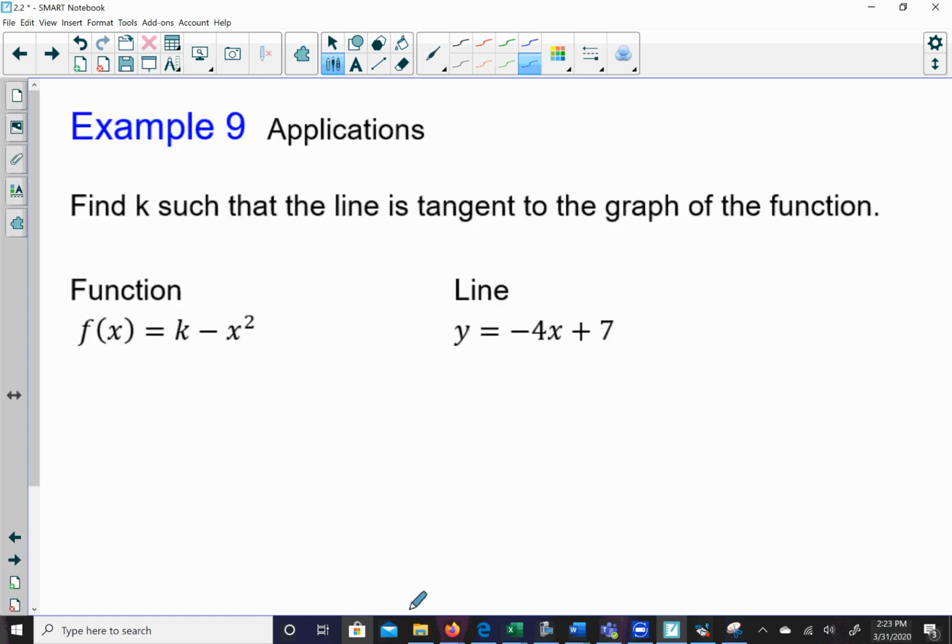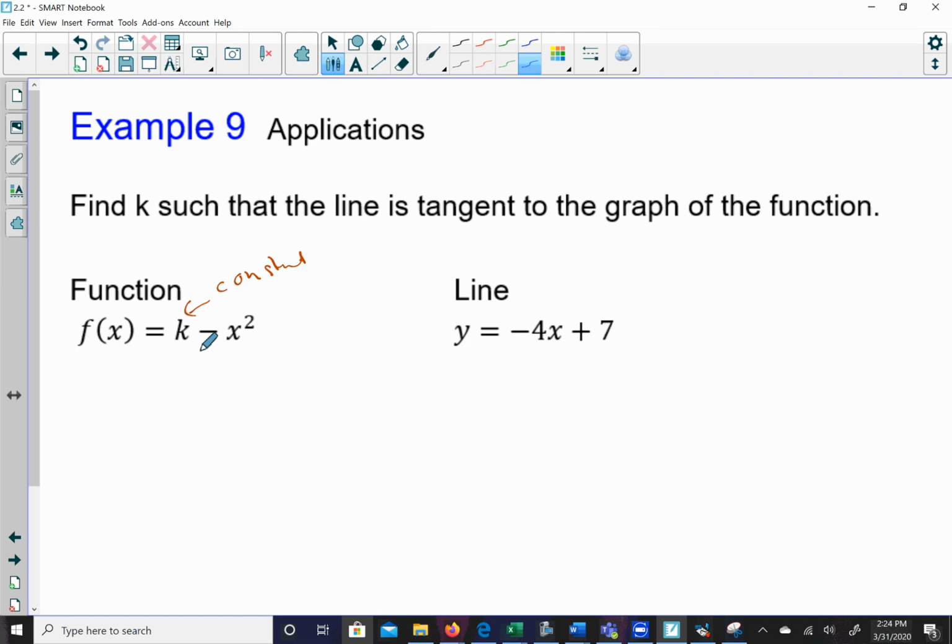Number 9 is kind of an application problem, and that's what the rest of the section is. Find k such that the line is tangent to the graph of the function. So what that's saying is, because k is a constant, when I put in the right constant, this line will be tangent to this function. Remember, in order for a line to be tangent, it has to have the same slope as the derivative at that point, and it has to have a point in common.